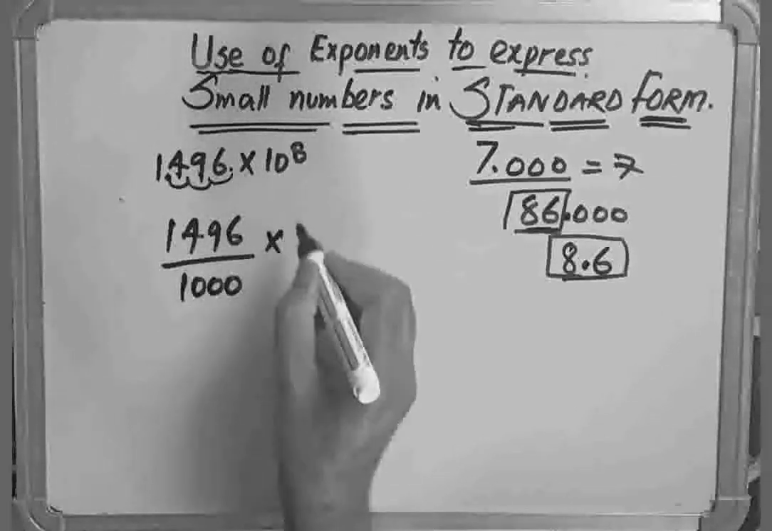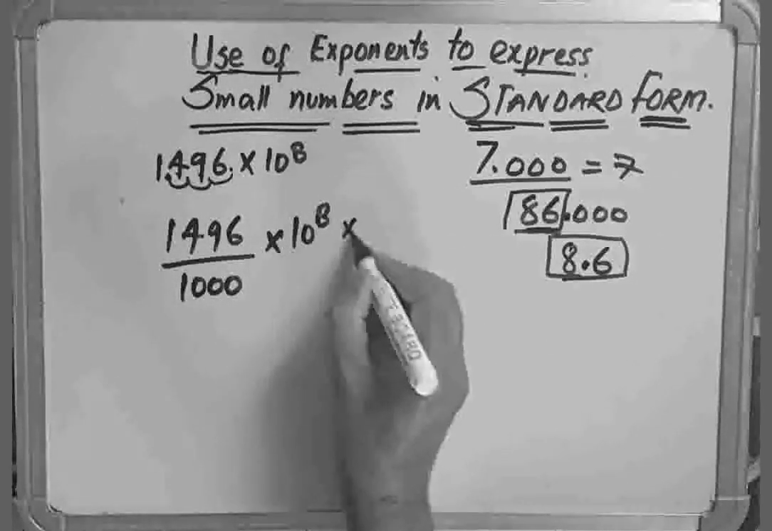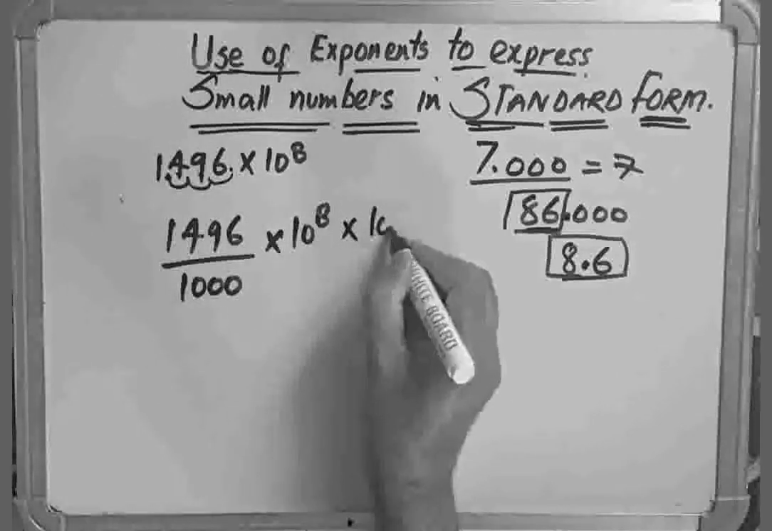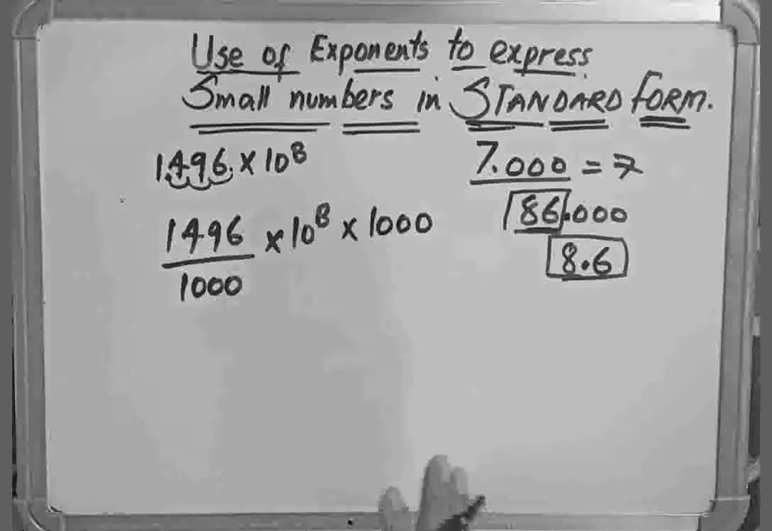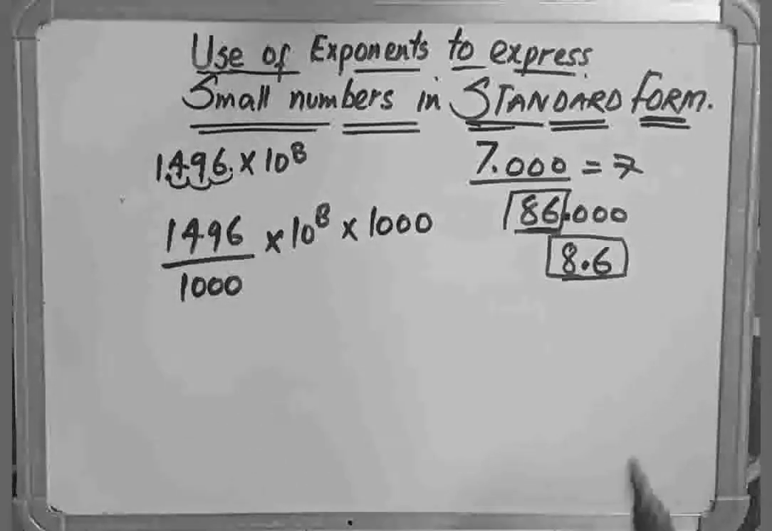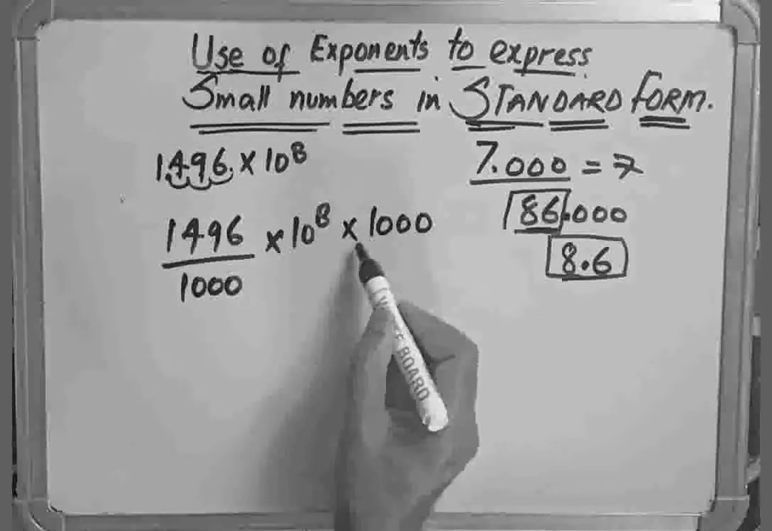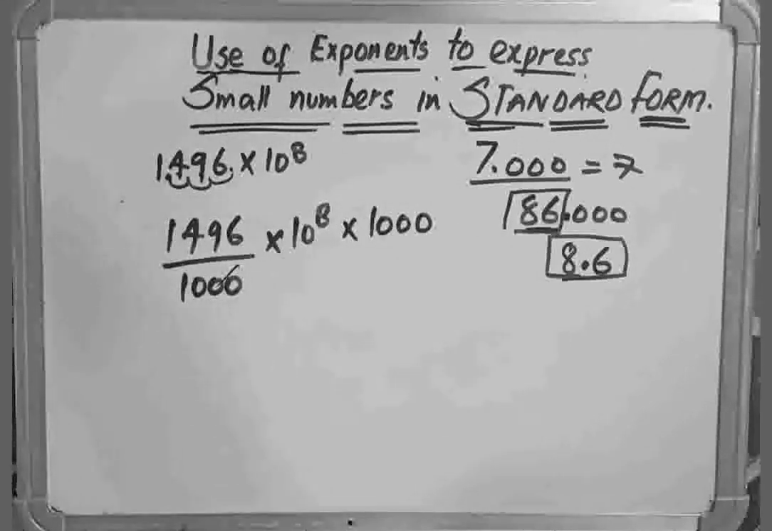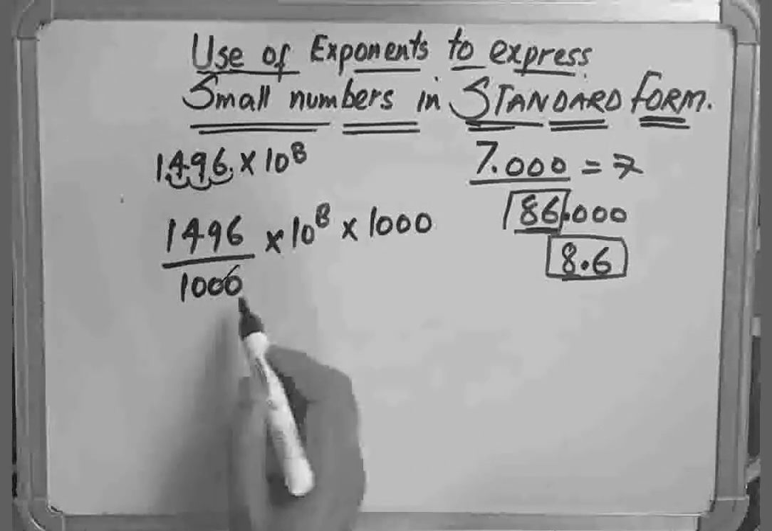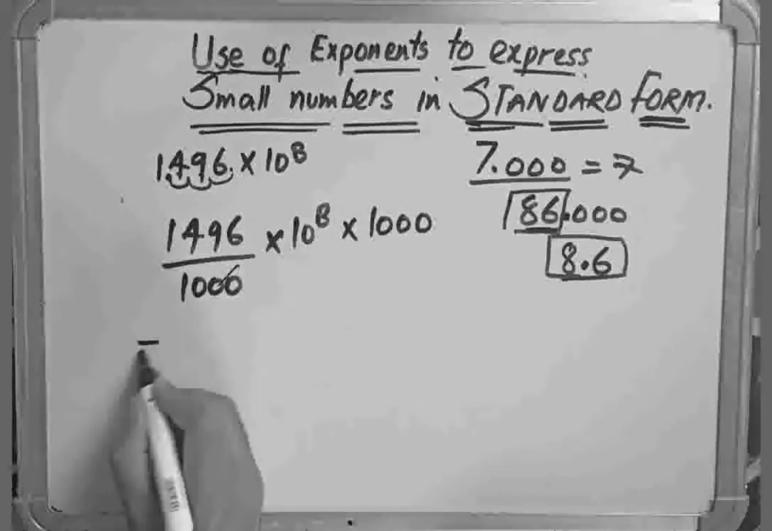Then there is 10 raised to power 8. If we are dividing, we have to multiply by 1000 as well, so the balance is maintained and the final value of this number does not change. We are dividing by 1000, so we have to multiply by 1000, so that the 1000s cancel out and the number remains the same. But we do not have to cancel these numbers. So what we will do, we will divide this number by 1000.